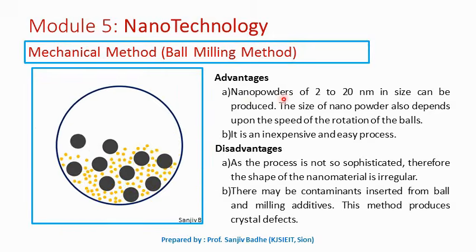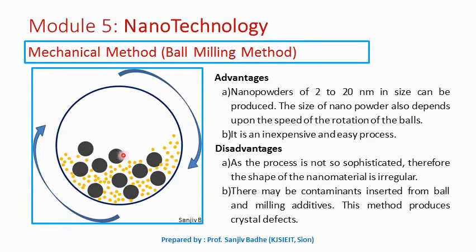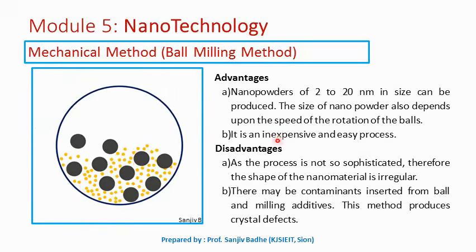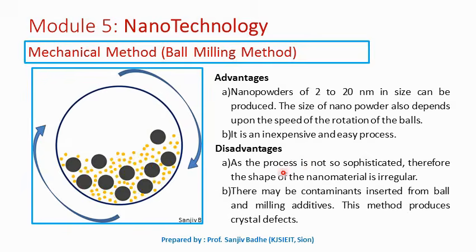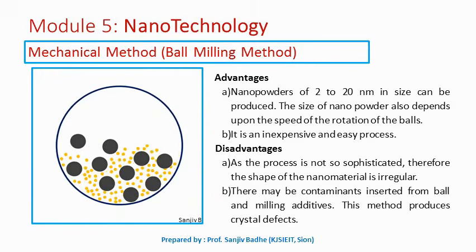Using this ball milling method, nanopowder of 2 to 20 nanometer in size can be produced. The size of the nanopowder depends upon the speed of rotation of these balls inside the container. It is an inexpensive and very easy process. But the disadvantage is it takes large amount of time. So we have discussed 100 to 150 hours we need to rotate this mill in order to get uniform fine powder.